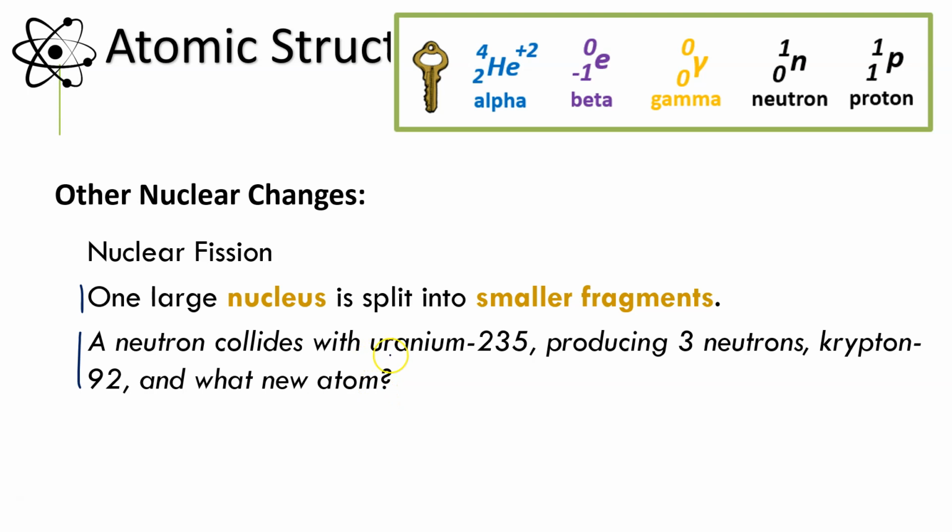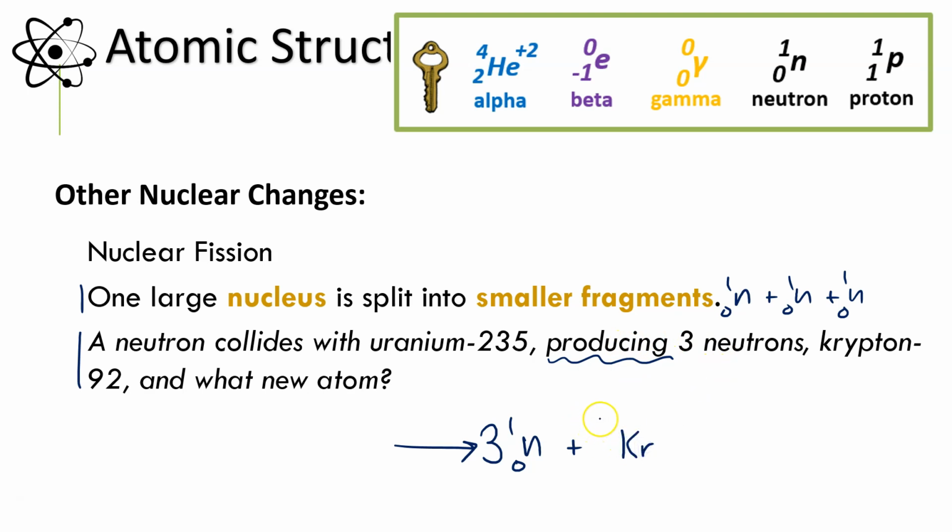It says a neutron collides with uranium-235, producing, so that defines where my arrow is going to be, producing 3 neutrons. Now, you could choose to write 3 neutrons with the neutron symbol 3 times over. I like to be a little bit faster about it and just write that symbol 1 time, but with a big 3 out in front. But you could do it either way. So we're producing 3 neutrons, krypton 92, so Kr 92. Of course, the periodic table tells me krypton has 36 protons. And what new atom? So there's one more symbol that I need to wait on.